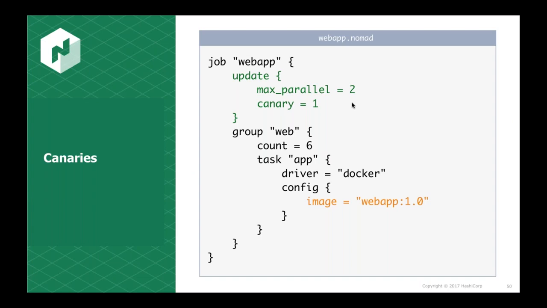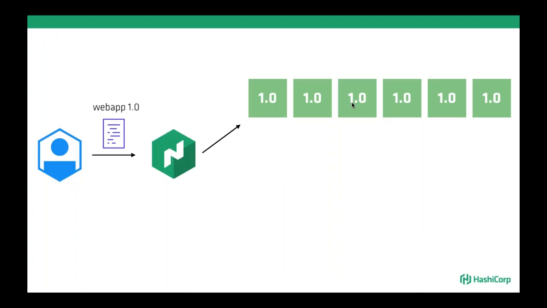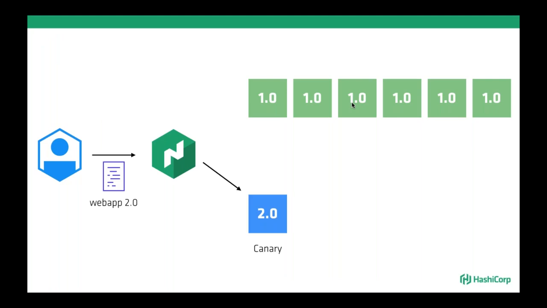Now let's say we didn't want to right away replace the instances of our app. We want to do a canary and a manual promotion. So all we would do is extend that update block now and add a canary. So we might say, you know what, I'm going to roll 2 at a time, but I'd like to canary one of them first before triggering this upgrade. So this changes the flow slightly. So again, the user submits their web app, and Nomad has version 1 running. And now they'll come along and submit web app 2.